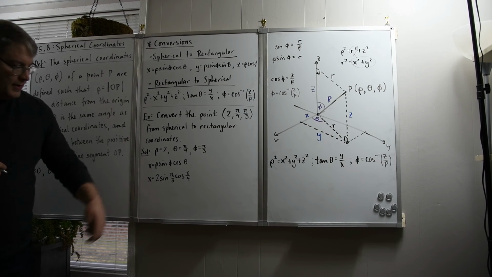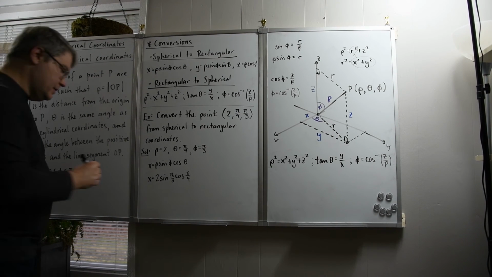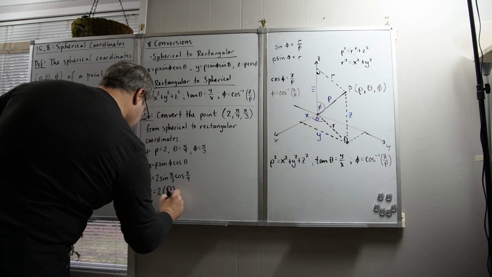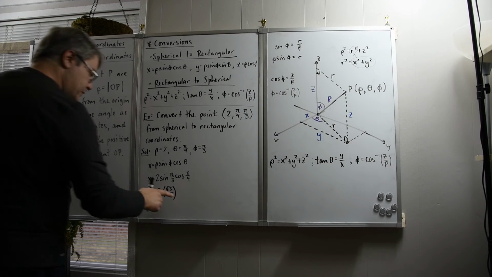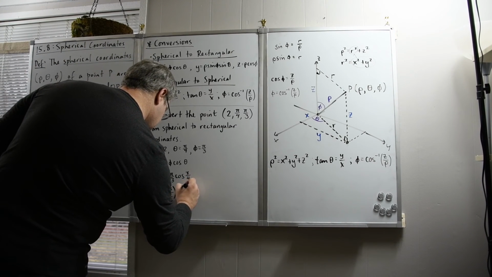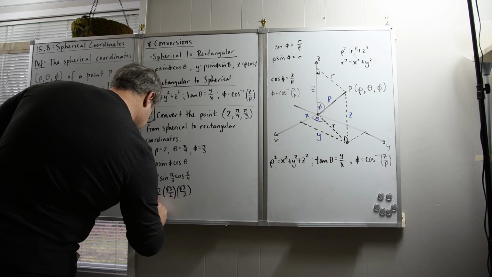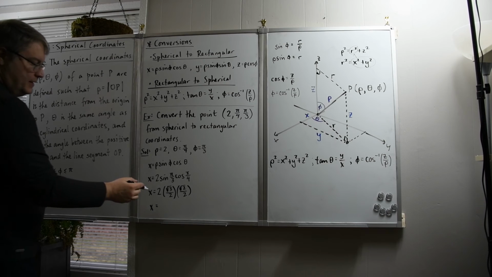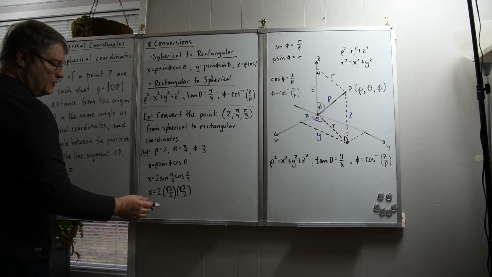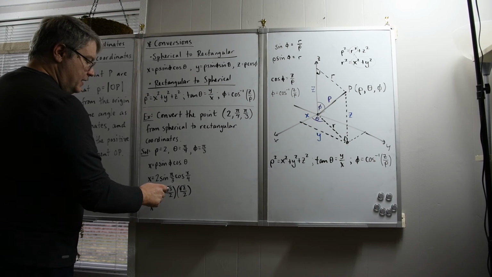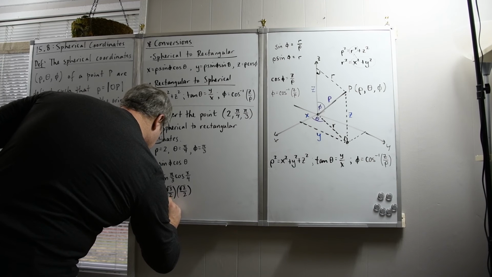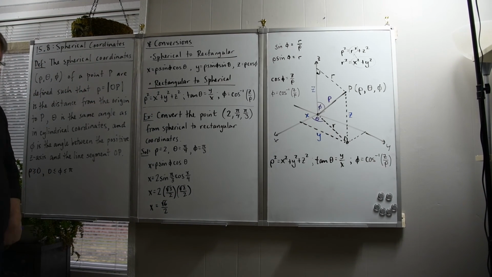Now if you take a look at the sine of pi over 3, that's the square root of 3 over 2. And the cosine of pi over 4 is the square root of 2 over 2. So if you think about multiplying this through, now we know this 2 can reduce with this 2. So we would have the square root of 3 times the square root of 2 over 2, and that would give us the square root of 6 over 2. So that is the x-coordinate of our point.